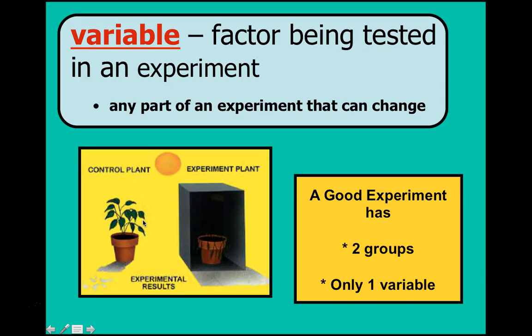As stated before, a variable is a factor that's being tested in an experiment. And as I said before, a good experiment has two groups, your experimental and your control, and only one variable being changed at a time. Again, the reason for that is because if you want to watch change, the whole point of designing your experiment is to watch change. You have to know what caused the change. And if you're changing too many variables, you're not going to know what actually caused the change.